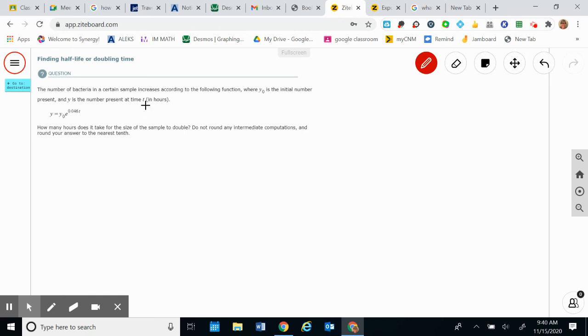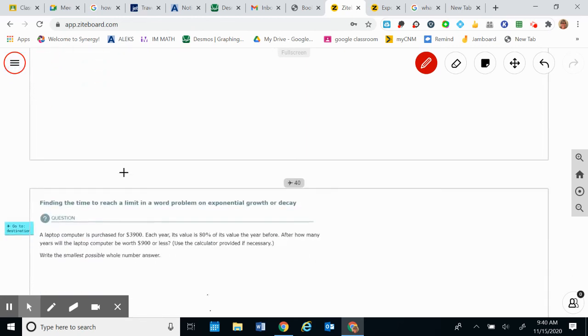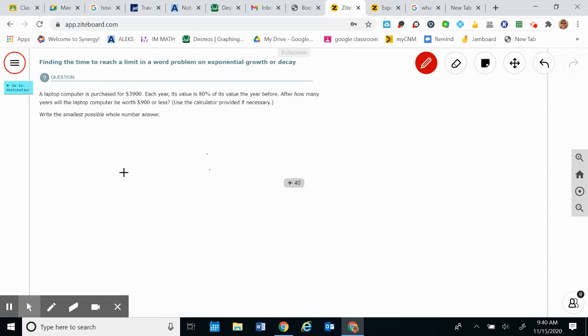Okay, the number of bacteria, where Y0 is the initial, again, and Y is the number present. How long does it take? How many hours? So we're looking for time. It's the same thing as you had before. So in this case, if we wanted to double, we put the amount on the left side as 2, Y0 is 1, e to the 0.046t. And then you follow the same thing. I just wanted to set that up. It's really that simple.